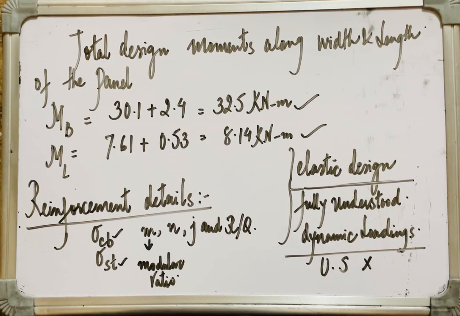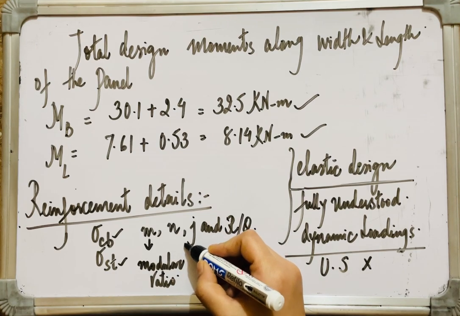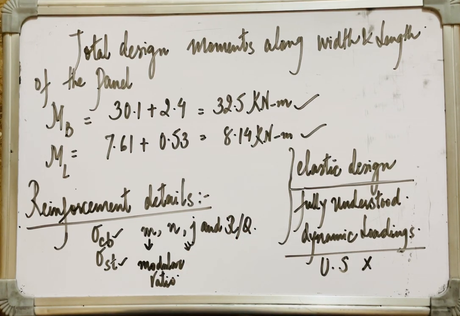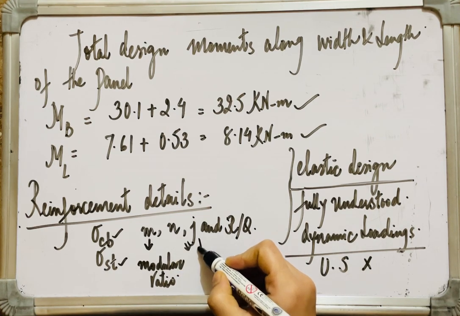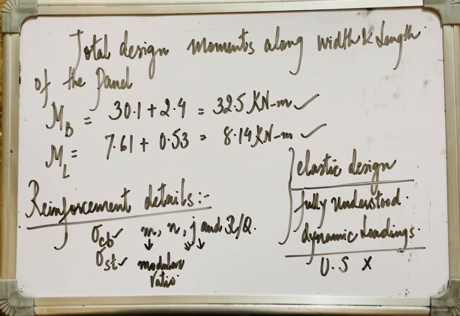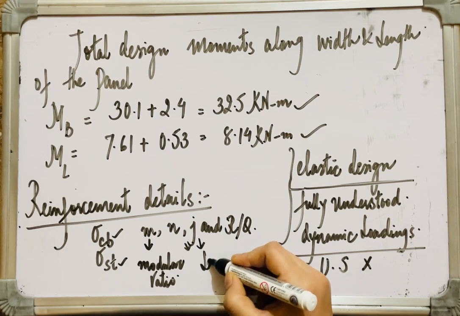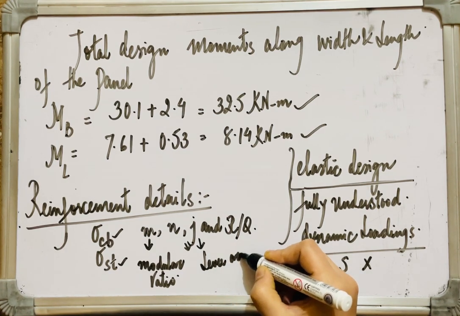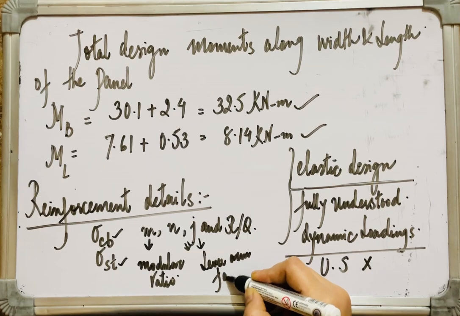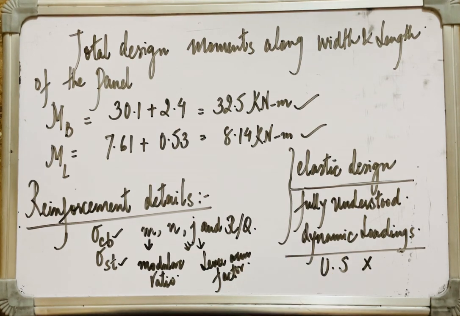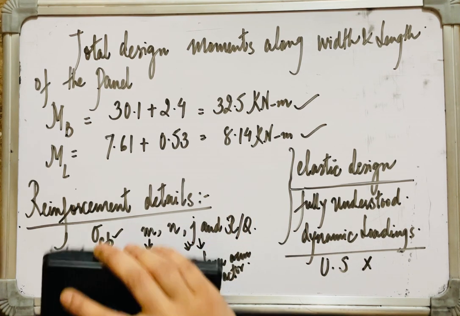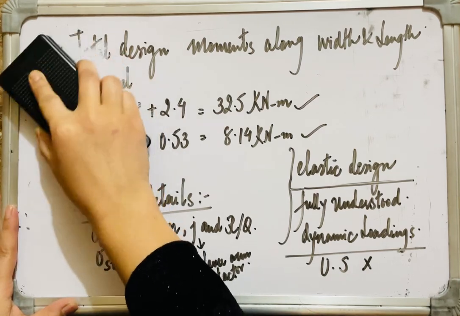M is the modular ratio. N is the ratio of the depth from the extreme compression fiber to the neutral axis. J is known as the lever arm factor. And R is the coefficient of resistance. Let me rub it first and I'll tell you in detail about the reinforcement and about my elastic design coefficients.